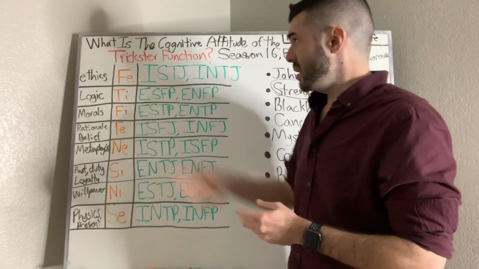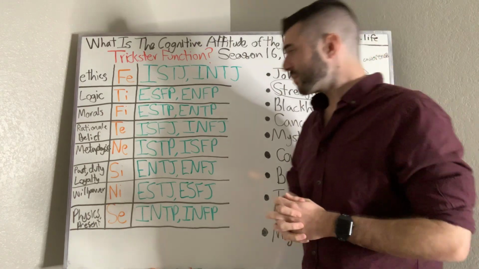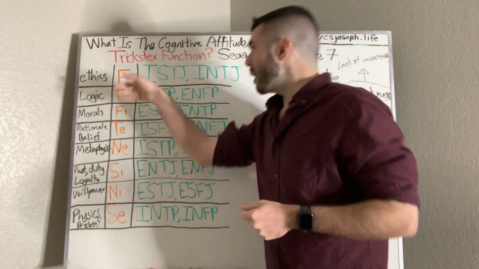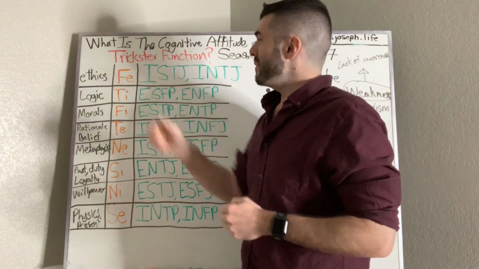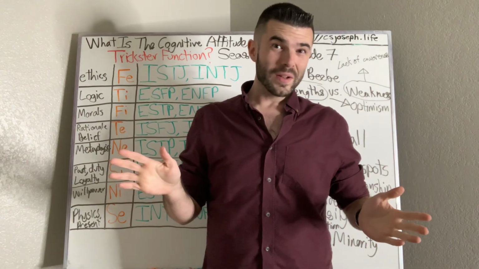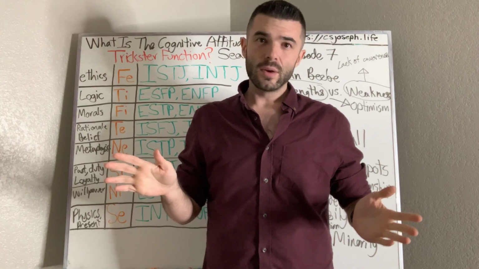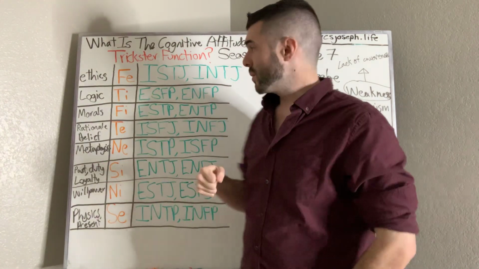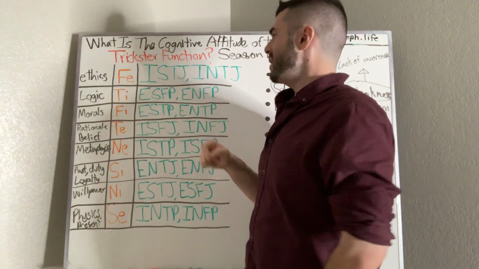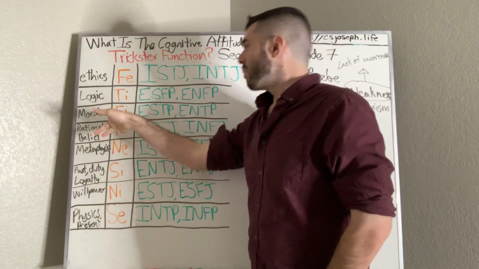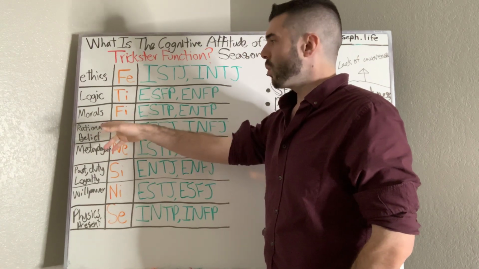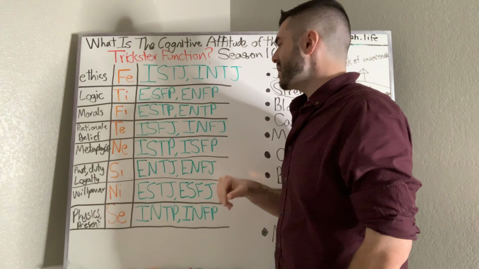So let's actually look at these trickster functions right here. All of these are trickster functions in orange, by the way, because I decided to branch out on the colors. First we have ethics, known as extroverted feeling, and ISTJs and INTJs have no awareness of ethics whatsoever. Good luck getting them to understand anything social. Then you have logic, which is TI, and ESFPs and ENFPs have TI trickster. Morals, FI, ESTPs and ENTPs have that. TE is rationale or beliefs or belief systems. ISFJs and INFJs have that trickster.